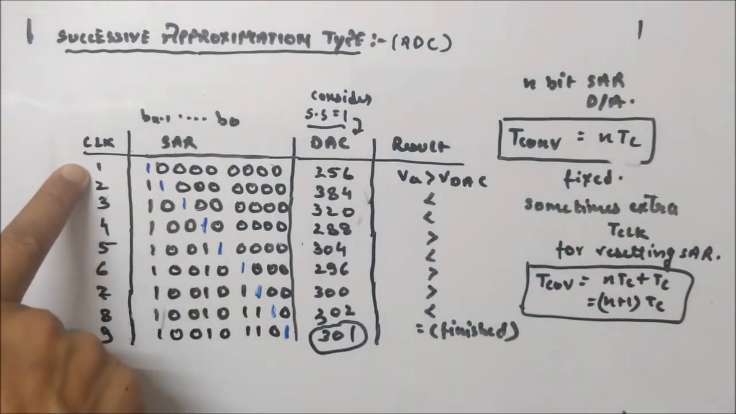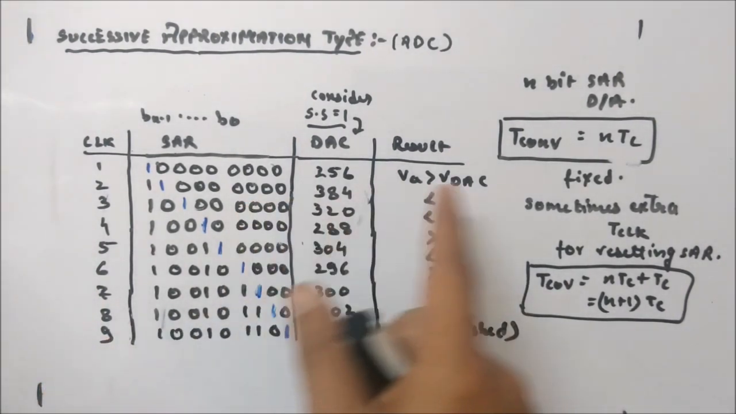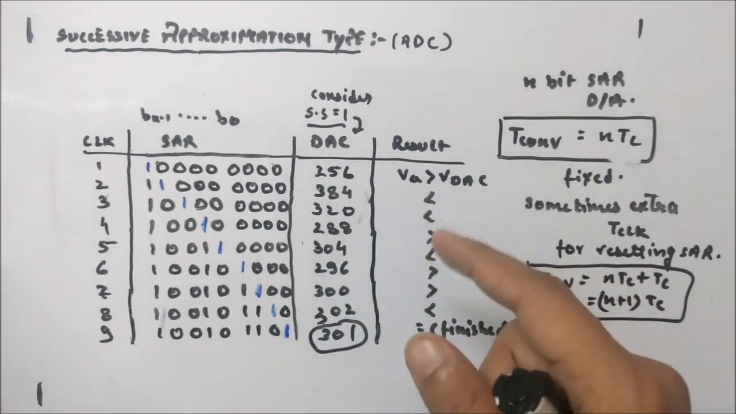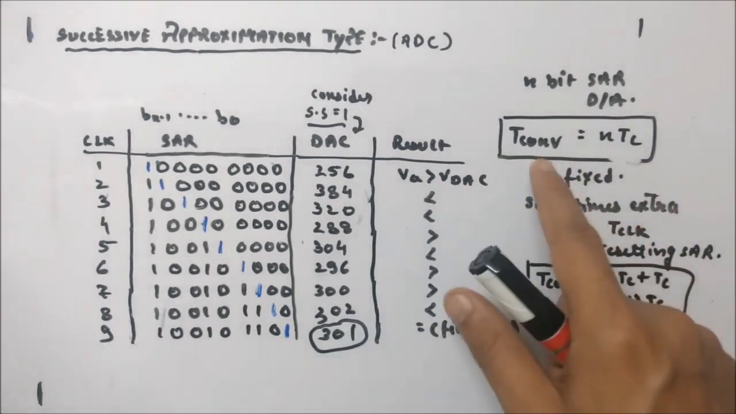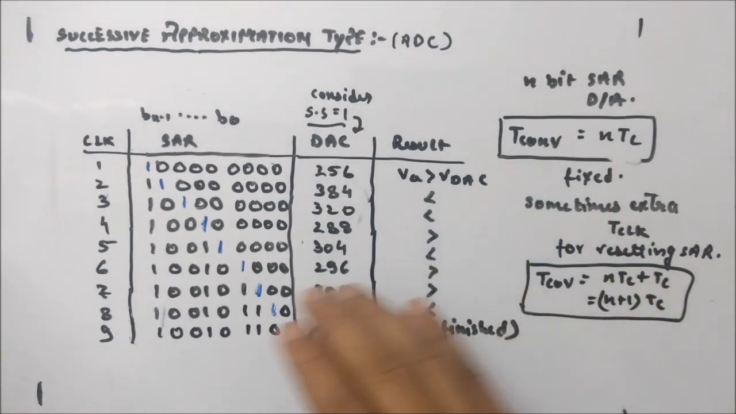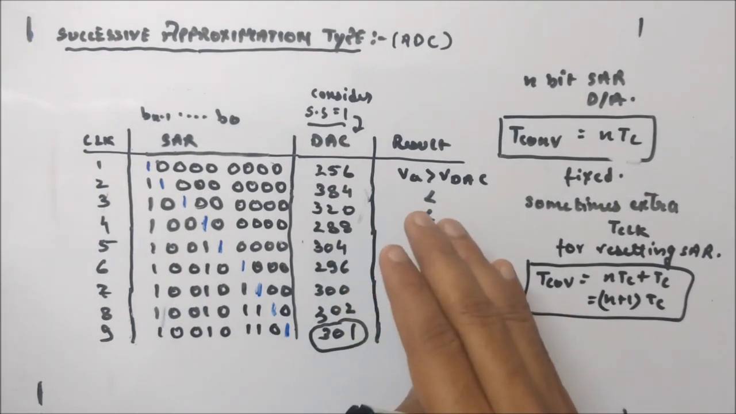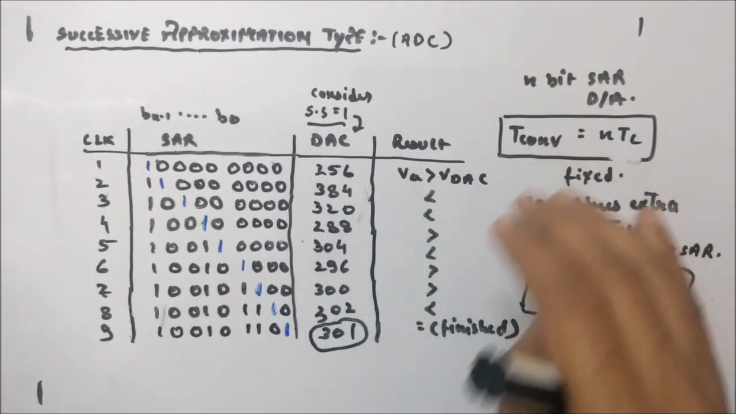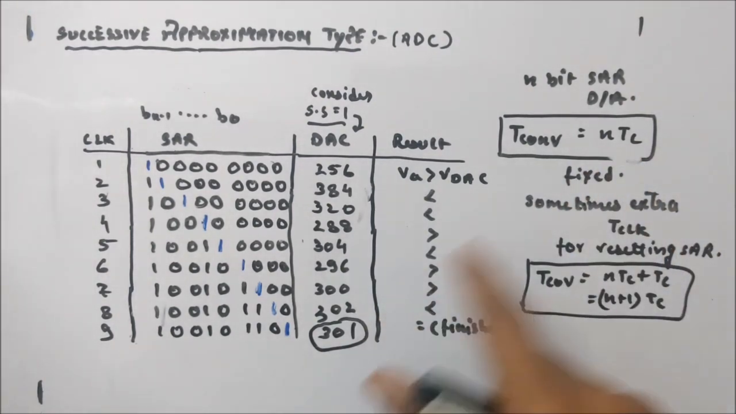Okay, so here you can see 1 2 3 4 5 6 7 8 9, a total of 9 clocks it took to convert VA to its binary equivalent, and N is 9, which was our bit size of SAR or DAC in the example. So N T_C was the total conversion time, that will be fixed. Whatever analog input you provide, the total conversion time will always depend upon small n, the bit size of SAR or D2A converter, and the clock time period. Okay, so this will always be fixed.